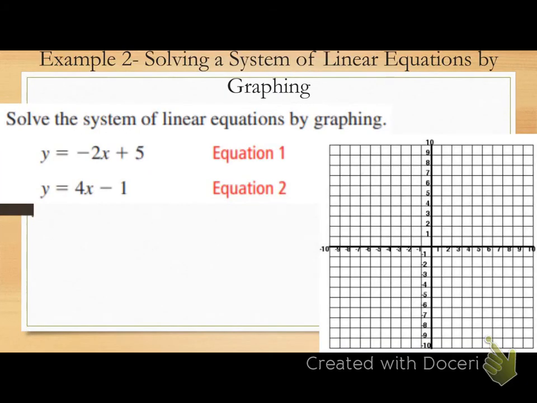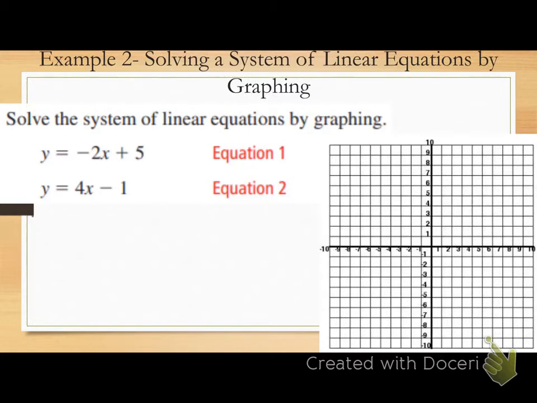Moving on to our next example. Solve the system of linear equations by graphing. So I got my system of equations. Y equals negative 2x plus 5. That's my first equation. Y equals 4x minus 1. That's my second equation. What does step 1 tell me to do? Graph each equation in the same coordinate plane. We're going to graph both equations on the same graph.